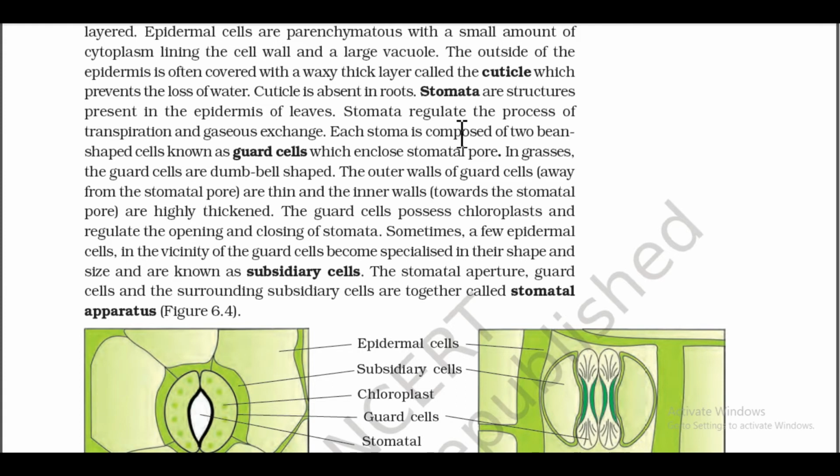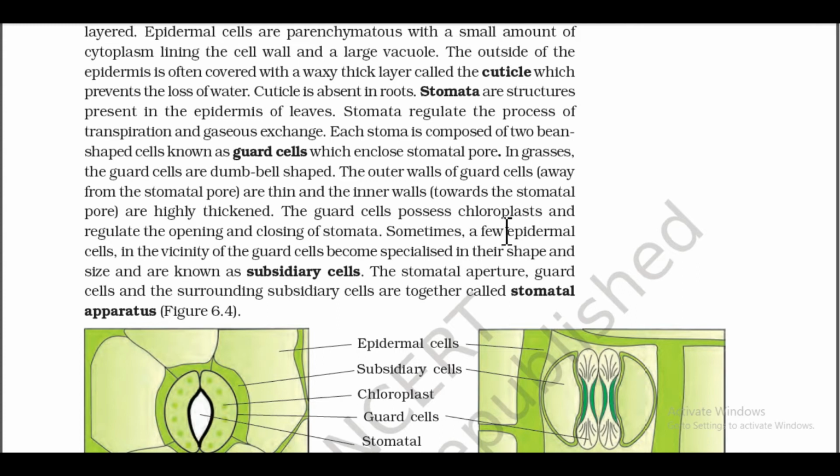Each stoma is composed of two bean-shaped cells known as guard cells, which enclose the stomatal pore. In grasses, the guard cells are dumbbell shaped. The outer walls of guard cells away from the stomatal pore are thin and the inner walls towards the stomatal pore are highly thickened. The guard cells possess chloroplasts and regulate the opening and closing of stomata.